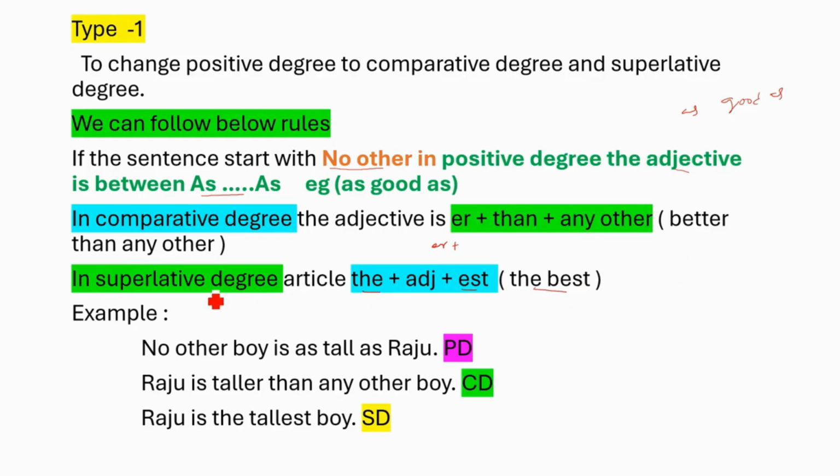For example, the given sentence is: no other boy is as tall as Raju. That is a positive degree. If you change this into the comparative degree, Raju is taller than any other boy. What is the given rule? We apply it here. Next, Raju is the tallest boy. That is the superlative degree. Like this, you can change the given sentence from positive degree to comparative degree to superlative degree. Understood?